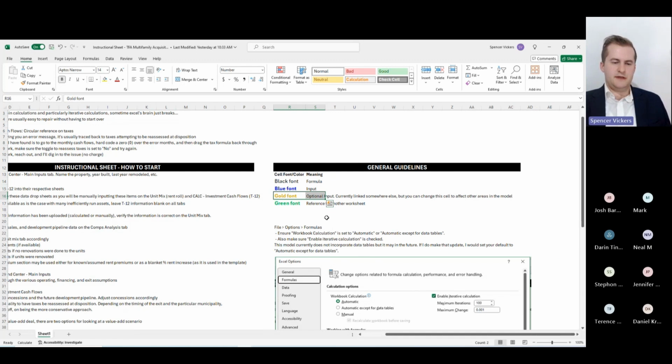model. And the reason that I've done that is specifically for things like market rent. It's currently linked to the unit mix, where you detail what the market rent is by floor plan. But if you're just trying to get a really high level look at the opportunity of the deal, and you're just trying to plug in an average market rent, you can just change this one input cell, and it'll change your weighted average market rent instead of having to go by floor plan. The green font is just a reference to another sheet.